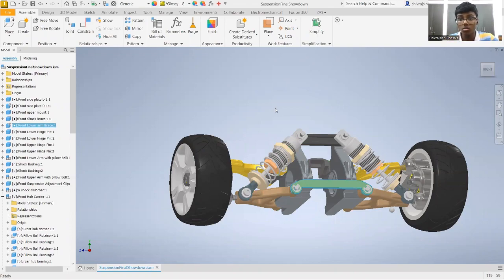So this front lower arm brace provides four benefits in our suspension system. These are increased structural integrity, enhanced stability and handling, improved traction and grip, and reduced noise and vibration.